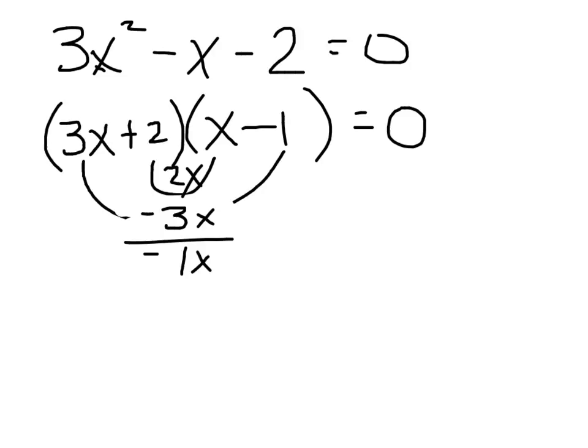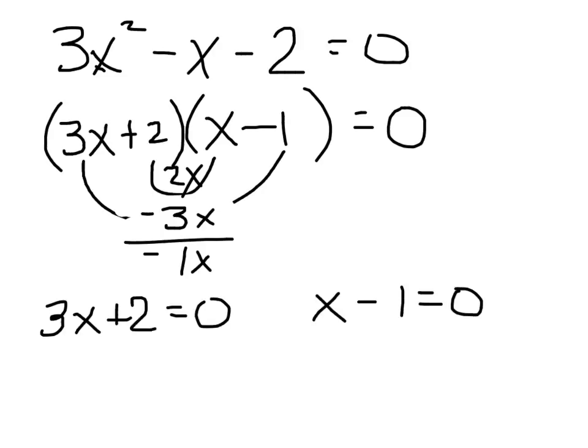Now, what do I do once I factor it? You set each group equal to 0 and you solve for x. So on the first one, how would I get x by itself? And then? So if I subtract 2 and divide by 3, I get negative 2/3. On the other side, what would I do? And I would get x equals 1.